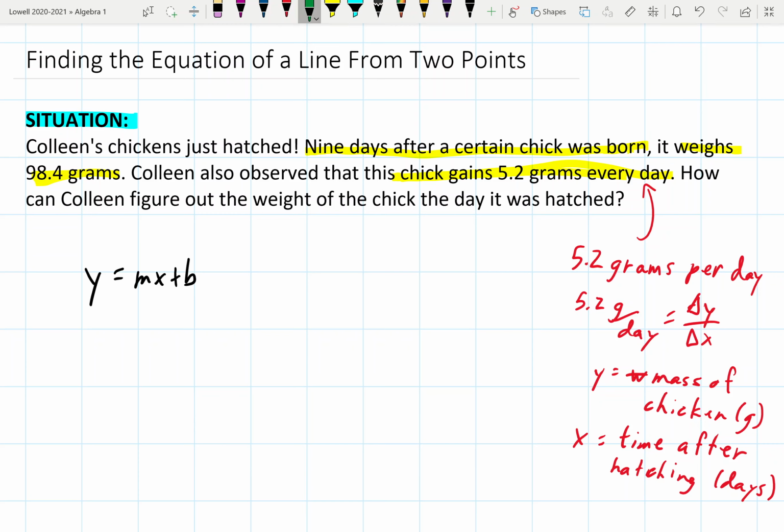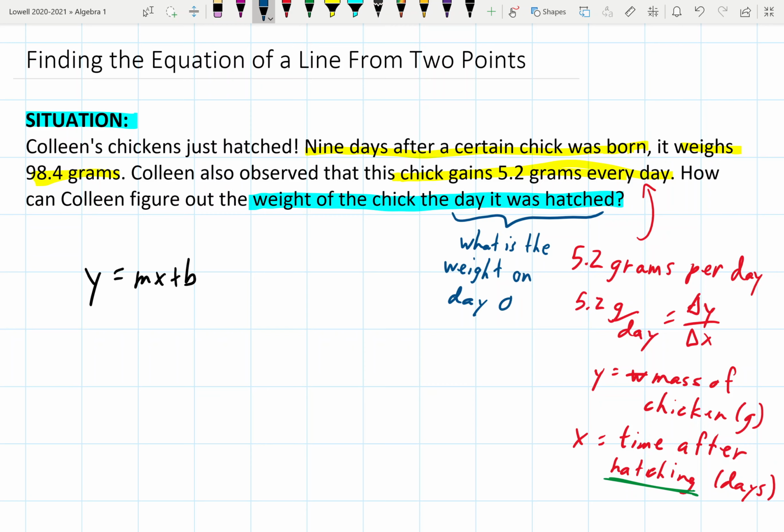Now that I've emphasized it's the days or the time after it's hatched, when we ask how we can figure out the weight of the chicken on the day it hatched, this makes more sense. The day it was hatched is 0 days after it hatched. So this would be asking us, what is the y-intercept? Or, in our scenario, what is the weight on day 0? Again, the day it was hatched would be day 0.